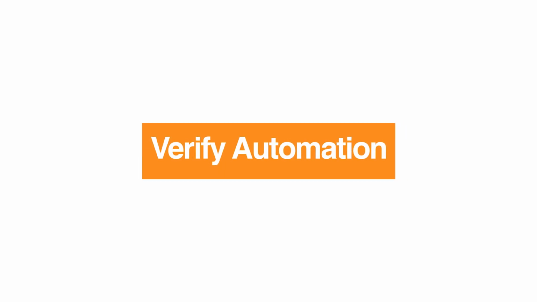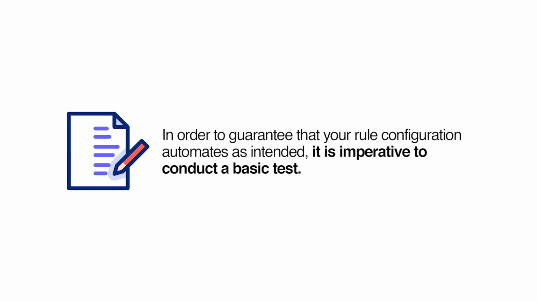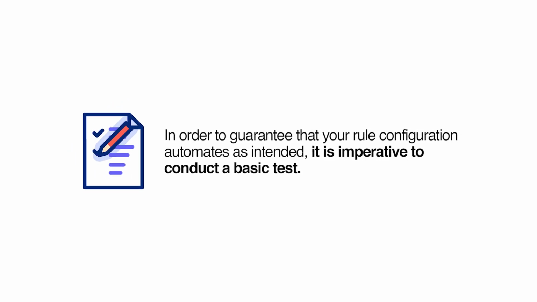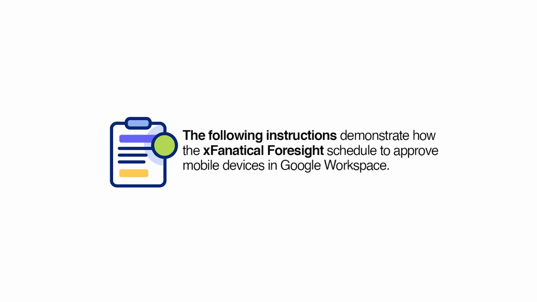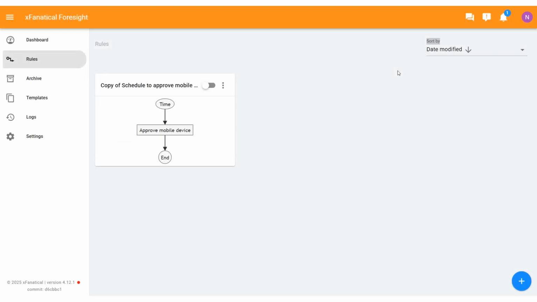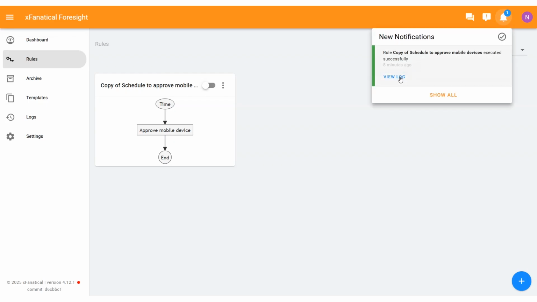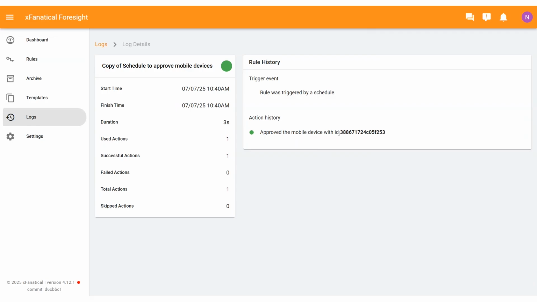Verify automation. To guarantee that your rule configuration automates as intended, it is imperative to conduct a basic test. The following instructions demonstrate how xFanatical Foresight schedules to approve mobile devices in Google Workspace. Sign into xFanatical Foresight. Wait until the configured trigger time. You will receive a notification in the top right. In the notification message, click View Log. In the Log Details screen, confirm the mobile device has been approved.